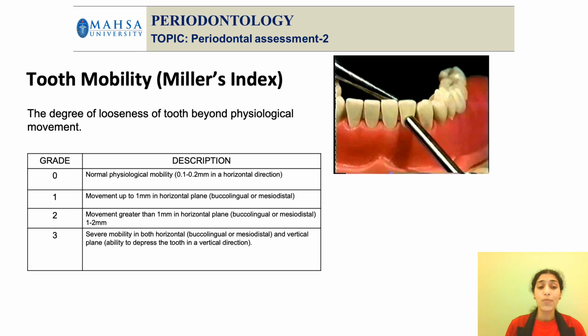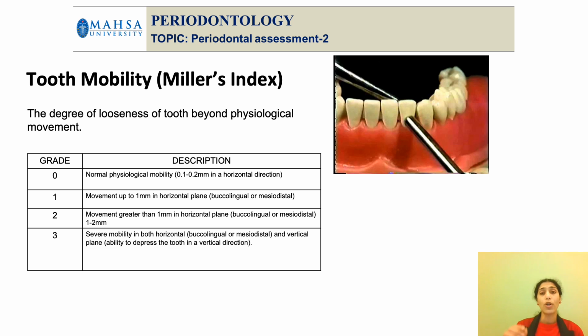Now grade 1 means movement up to 1 mm in the horizontal plane, either in the buccolingual direction or in the mesiodistal direction. If there is movement up to 1 mm, then that can be considered grade 1 mobility. Grade 2 mobility is when there is movement more than 1 mm in the horizontal plane, either buccolingually or mesiodistally, 1 to 2 mm. That you consider as grade 2, and even more than that you consider as grade 3.